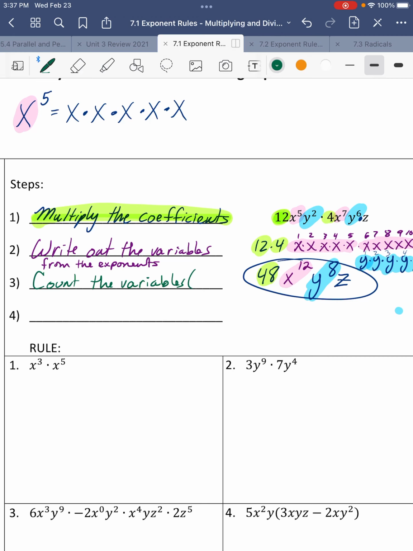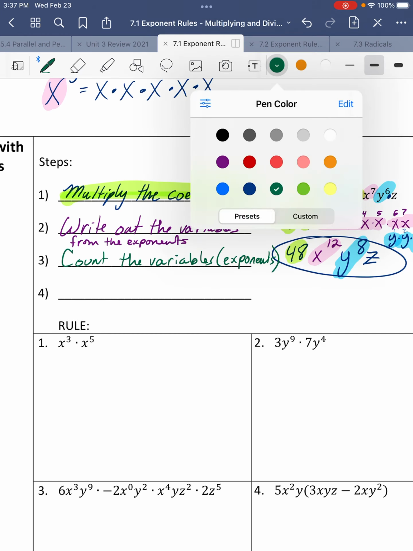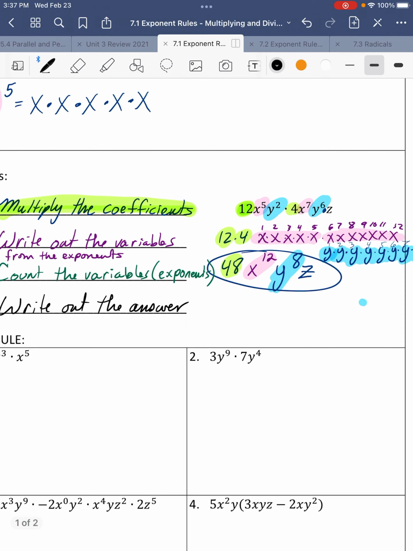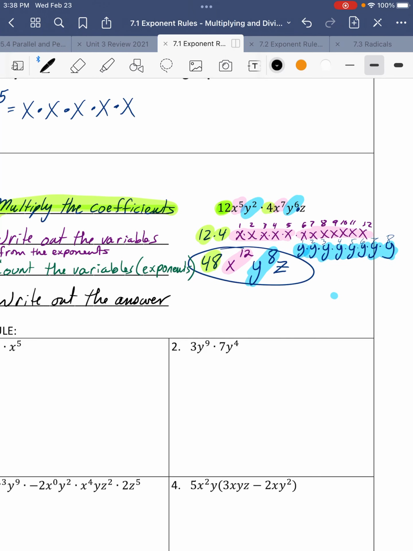And those are going to become your exponents, whatever you count them as. And then lastly, the last thing is to write out your answer. Now, if you want to take a look back, I don't expect you to write these out every single time.